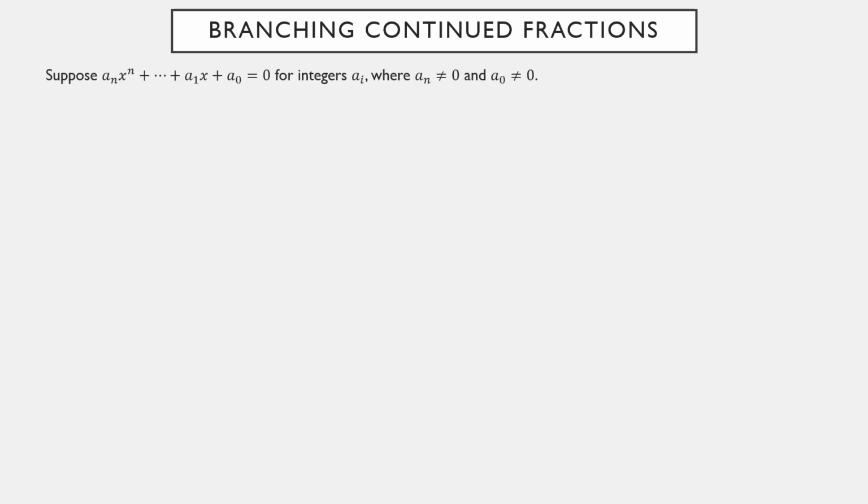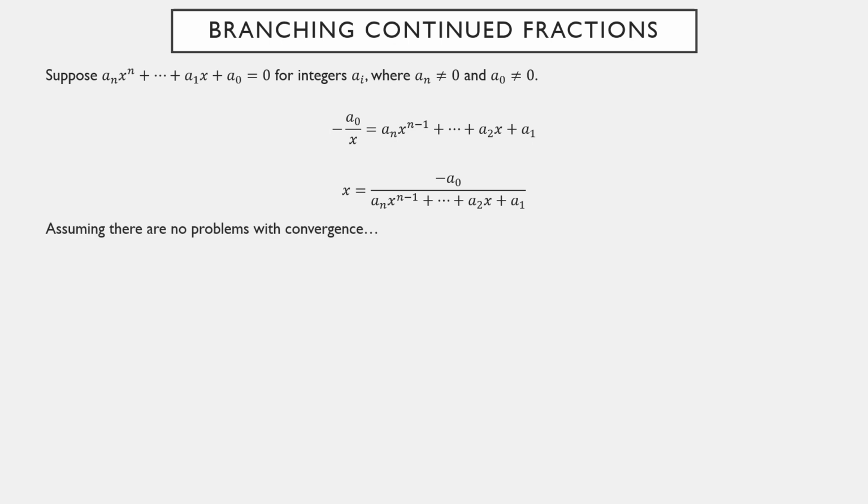So let's suppose we have an integer coefficient polynomial and we set it equal to 0. We're going to assume that the leading coefficient isn't 0 because otherwise we wouldn't have written it, and we're going to assume the constant term isn't 0 because otherwise we'd factor an x out and cancel it. Well, I can solve this by moving an a0 to the other side and dividing by x to get this expression right here, in which case I can reciprocate and we get x is equal to minus a0 over this lower degree polynomial.